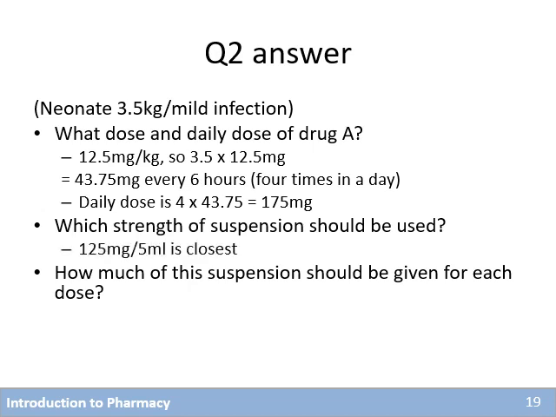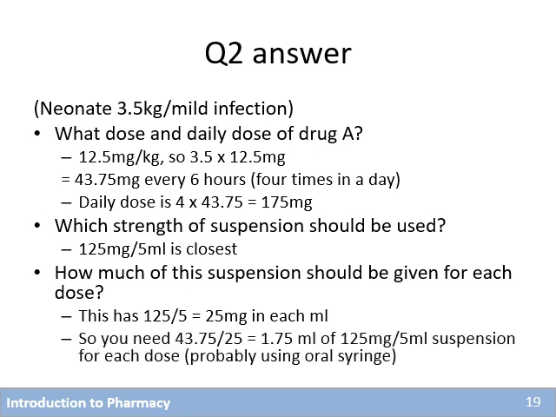Okay, which strength of suspension should be used? Well, we tend to go with the one that's closest. So the 125 milligrams in 5 ml will be our most likely one to use. And to work out how much should be given for each dose, the suspension we're using has 125 milligrams for every 5 ml. And one way you could look at that is to say, well, okay, for each ml, there's 25 milligrams. And we need 43.75. So therefore, we need to divide 43.75 by 25 to find how many mils we need, which comes out to 1.75 mil of the 125 in 5 mil suspension.